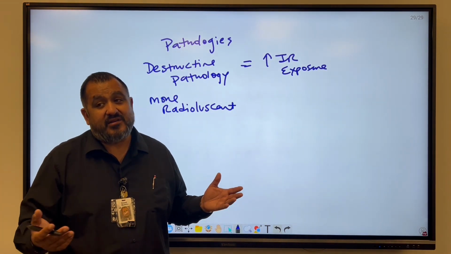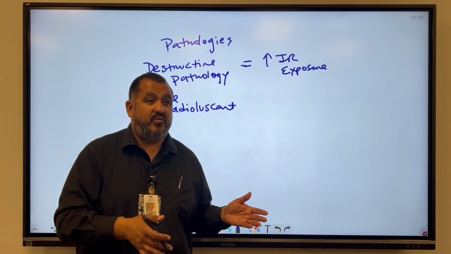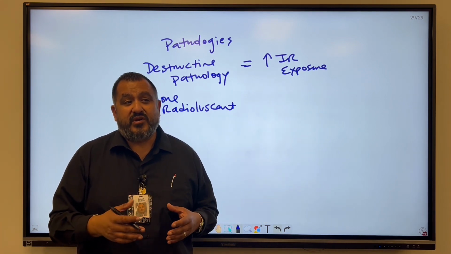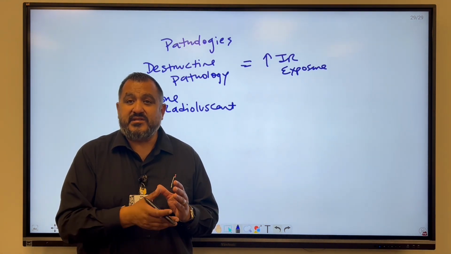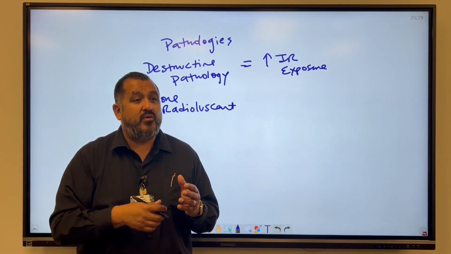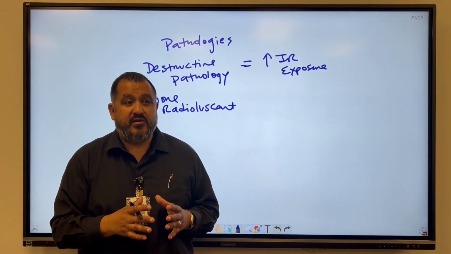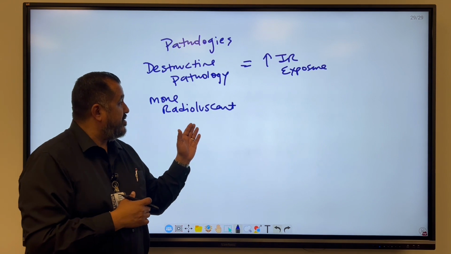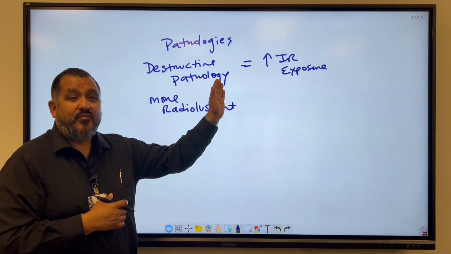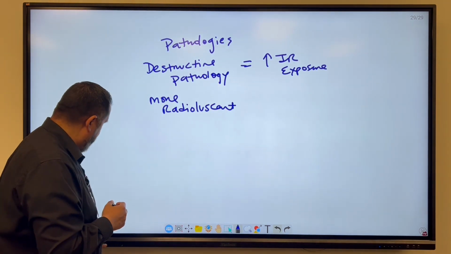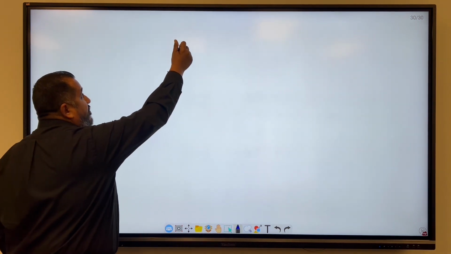Another one is osteoporosis. That's another common one. So osteoporosis is where you have a decrease in the atomic density of the object, right? Because you have less bone markings within the bone itself, correct? So when you have a destructive pathology, you're going to have more IR exposure. Okay? All right. Now, I'm going to add grids.